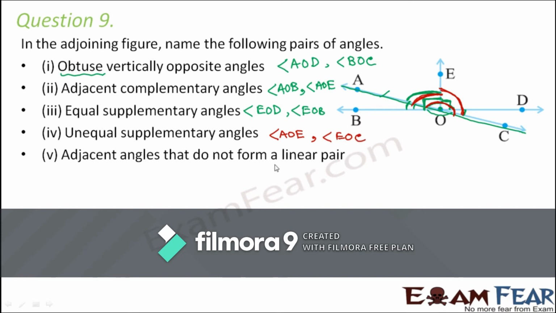Adjacent angles that do not form a linear pair. Two such adjacent angles which do not form a linear pair, that means the angles should be adjacent but their sum should not be equal to 180 degrees. So two such adjacent angles could be this angle and this angle. When you look at their sum, they do not form either 90 degrees or 180 degrees, but they are located one after another. They have a common vertex, they have a common arm, they also do not have any common interior point. Therefore, we can say that angle COD and angle DOE are adjacent angles that do not form a linear pair.